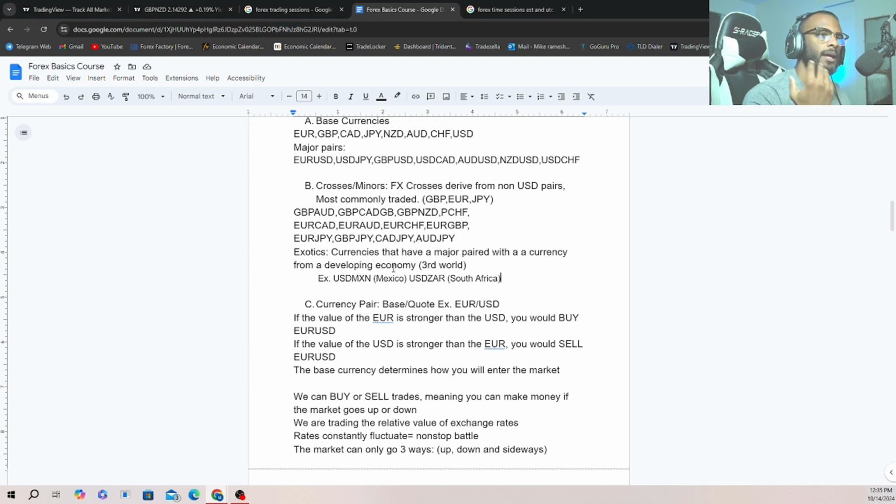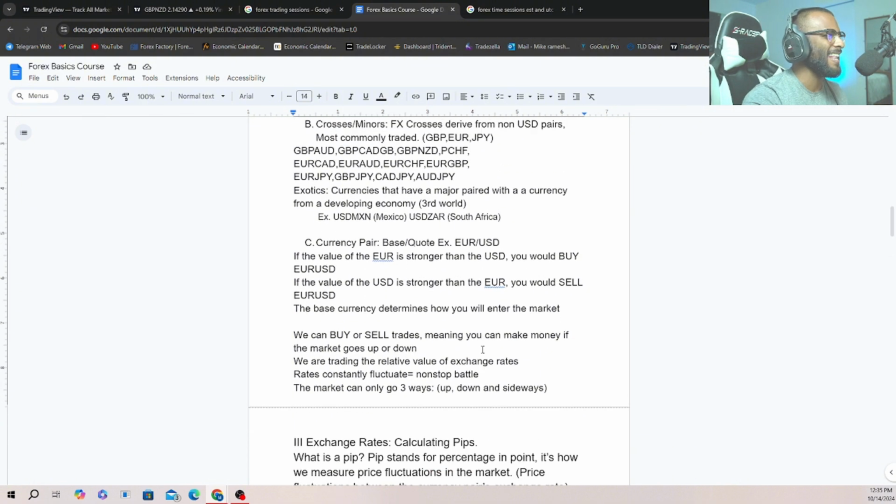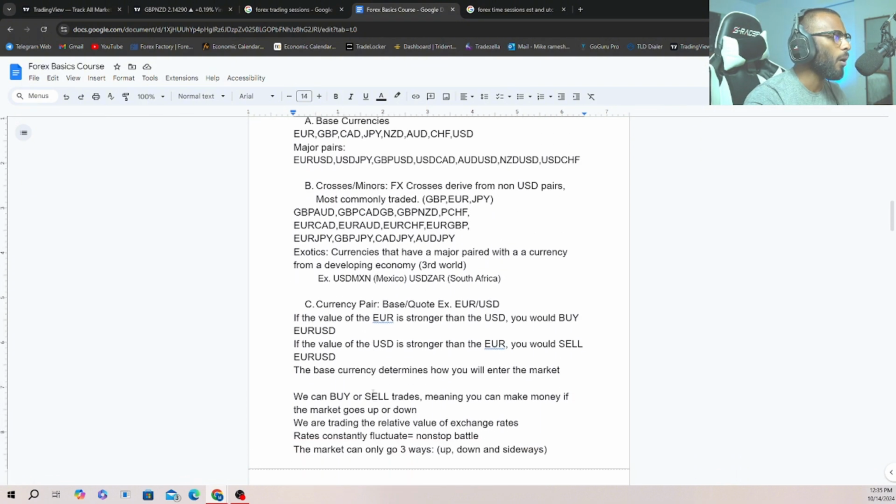So next and last but not least, what we have here are currency pairs. I kind of just told you about it, pairs, right? But I want to explain to you exactly how that works. Now, a currency pair is comprised of two different currencies, right? Two things make a pair.